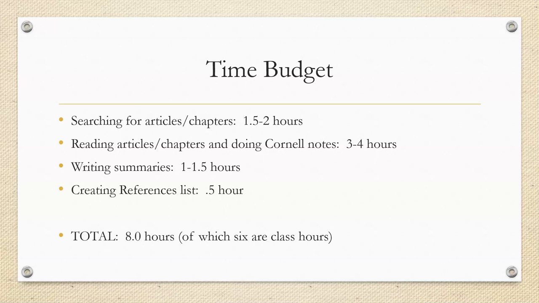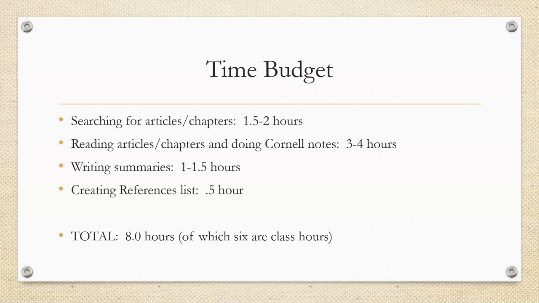Then you're actually going to have to read the articles and chapters, and even though you're not turning them in, I am suggesting that you do some Cornell notes with them. That process I'm estimating is taking about 3 to 4 hours. So about an hour per article or per chapter.